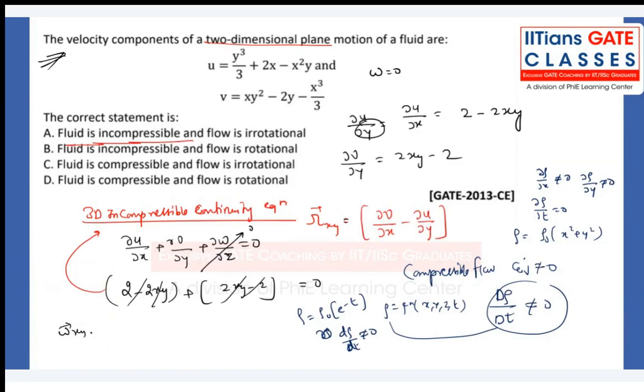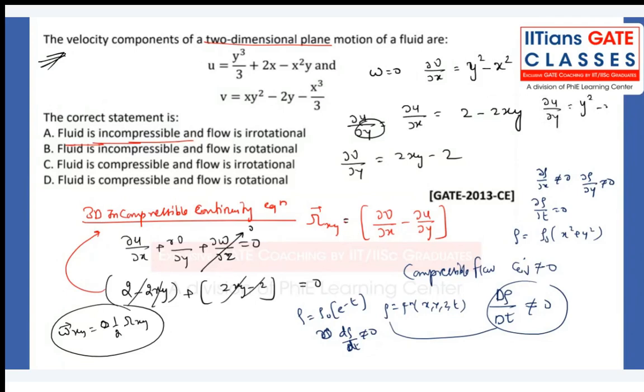That is half of what is t xy. So dou v by dou x, what is that? Dou v by dou x is nothing but y square minus x square, and dou u by dou y will be y square minus x square. So here we can write y square minus x square minus y square plus x square, that is equal to 0. Flow is irrotational. Option A is correct.